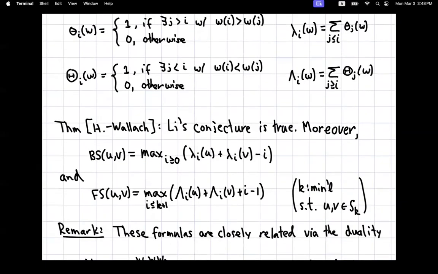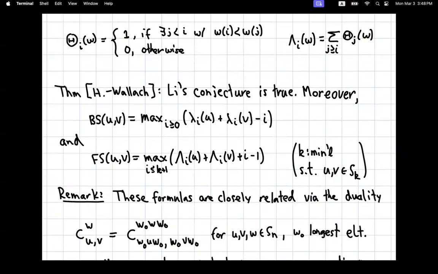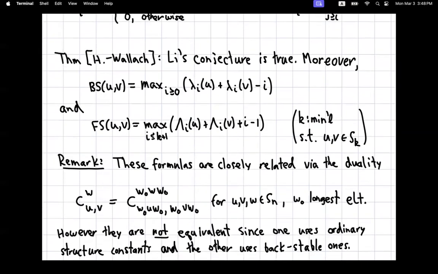So I just want to remark that you might have noticed that these formulas are very similar. They're almost dual. We're doing one where it's the rotodiagram, the other is the dual rotodiagram. We're counting in different ways, adding or subtracting something like I. And these formulas are indeed closely related. In particular, the formulas themselves are actually dual.